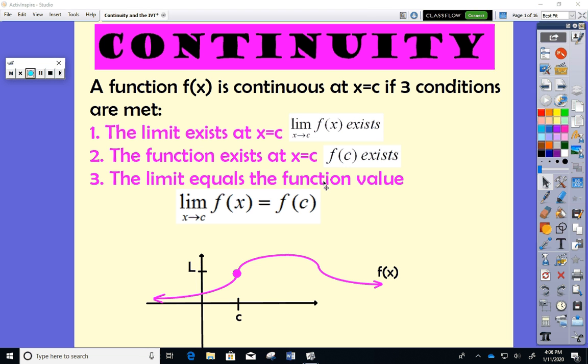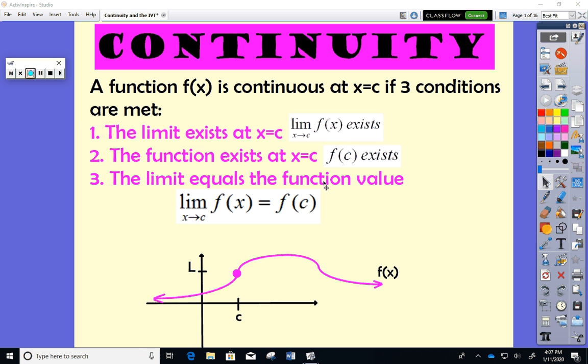So, with continuity, it's important that you know the three-part definition and that you know how to apply this definition whenever you need to write whether a function is continuous or not at a specific x value. So if a function is continuous at a specific x value, and we'll say x equals c, then three conditions must be met.